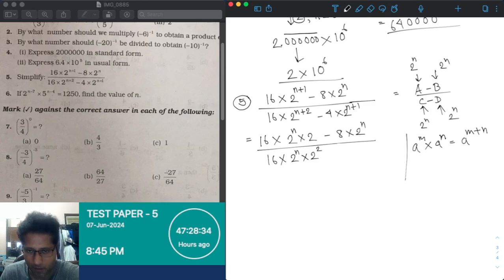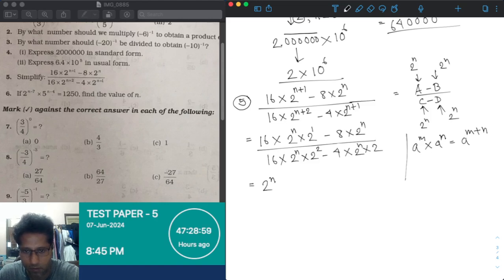So that's what I have done. I have broken 2 to the power n plus 1 into 2 to the power n multiplied by 2, and similarly I have broken 2 to the power n plus 2 into 2 factors, 2 to the power n multiplied by 2 square. Similarly this will become 4 into 2 to the power n multiplied by 2. Now I can take 2 to the power n from all these 4 numbers as common.